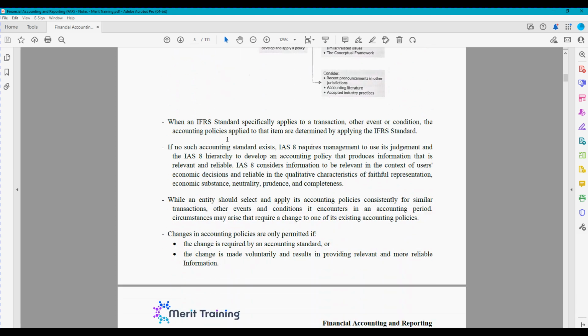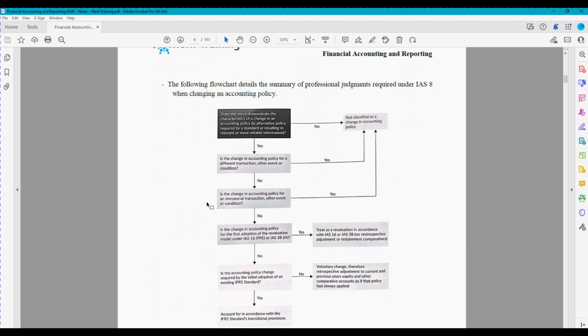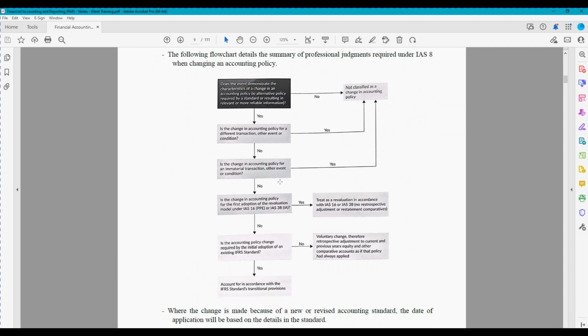Okay, so this is just talking about what we just mentioned in that diagram. So the following flowchart details the summary of professional judgments required under IAS 8 when changing an accounting policy. So first, does the event demonstrate the characteristics of a change in accounting policy? Yes. If no, not classified as a change in accounting policy. So this is more like a scenario where the firm is changing its accounting policy from, say, a 6 year depreciation policy to 5 years, right?